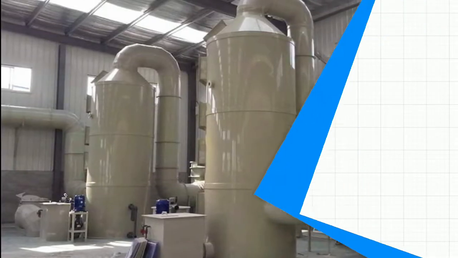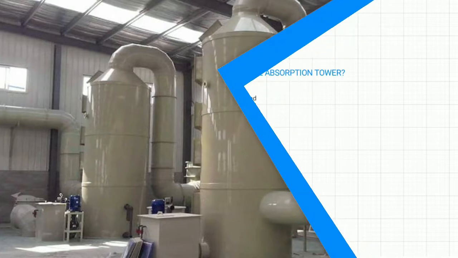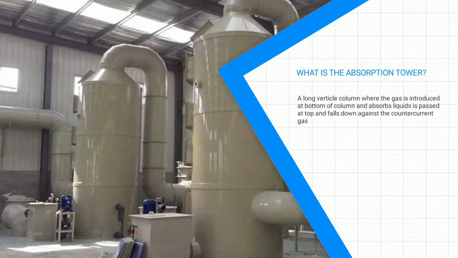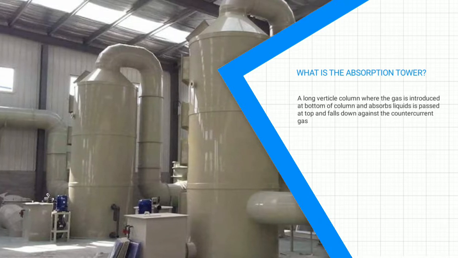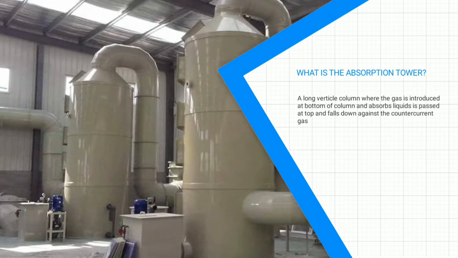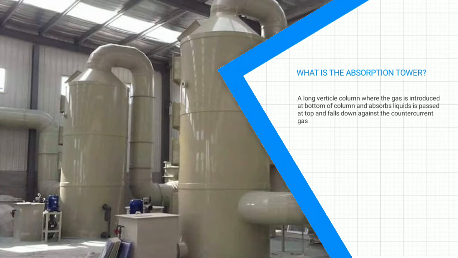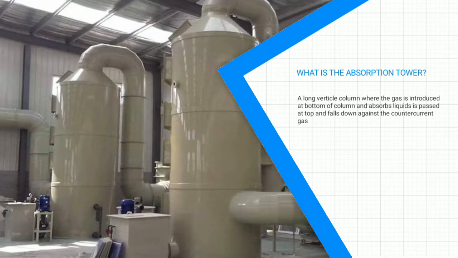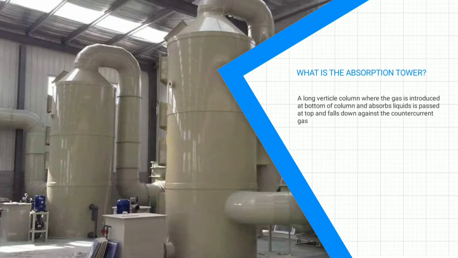The absorption tower is a vertical column where the gas is introduced at the bottom of the column and the absorbing liquid is passed in at the top and will fall down against the countercurrent of the gas.